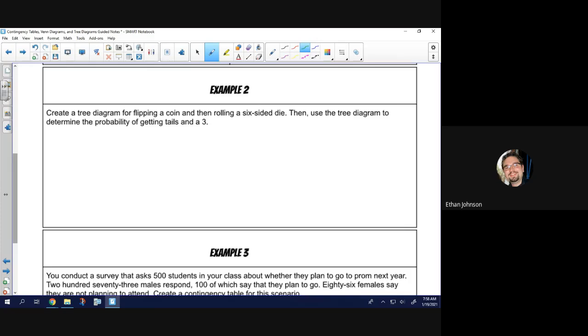Okay, so we always start on the far left and branch out. First thing we're doing is flipping a coin. Options for flipping a coin are, well, heads or tails. Now, I also do like adding in our probability of each. So probability of heads is 1 out of 2. Probability of tails is 1 out of 2.